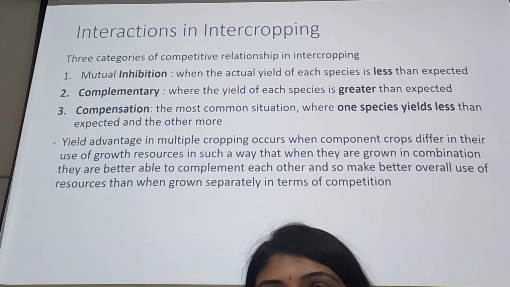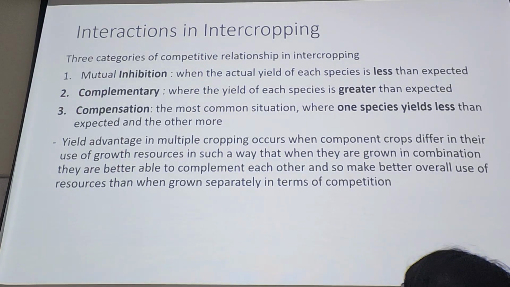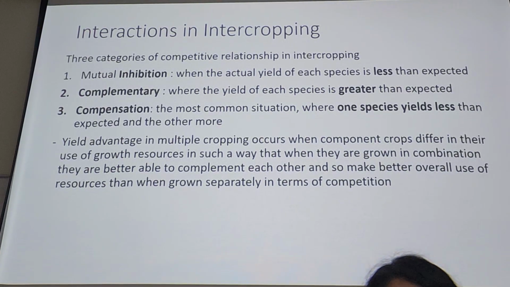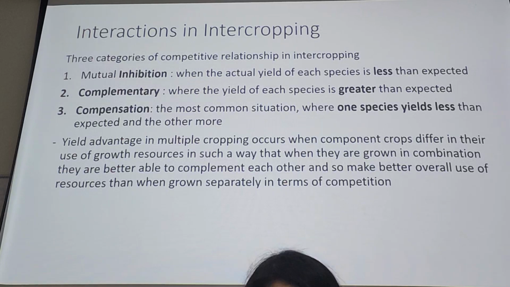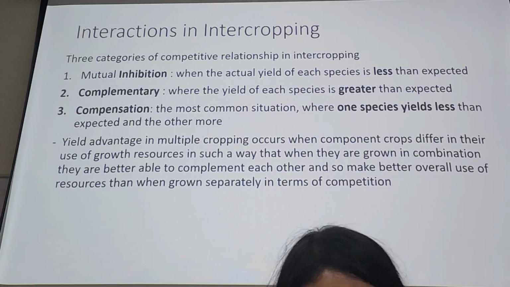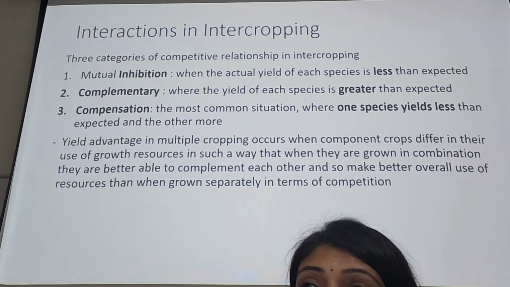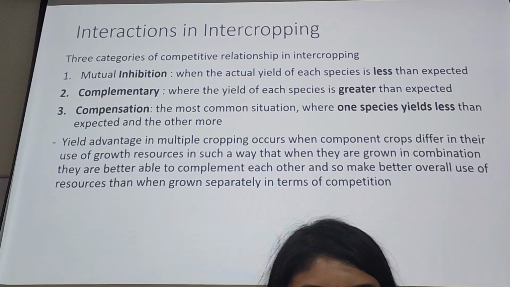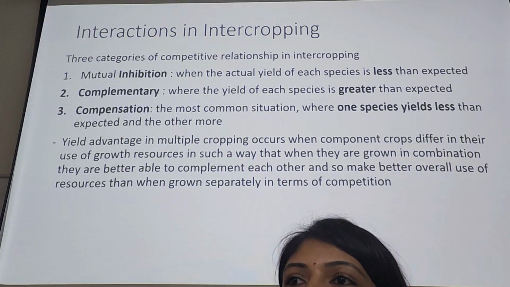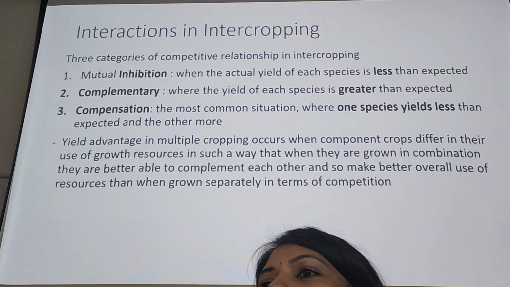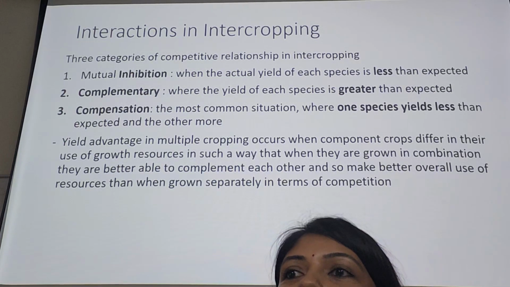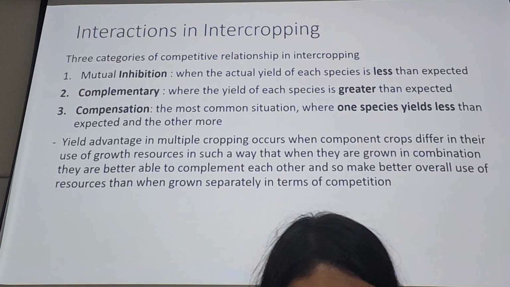Okay. So the yield advantage in a multiple cropping system occurs when the growth resources are used in combination, where both of the crops complement each other. So both of the crops can do better compared to when they are planted in a monocrop situation.